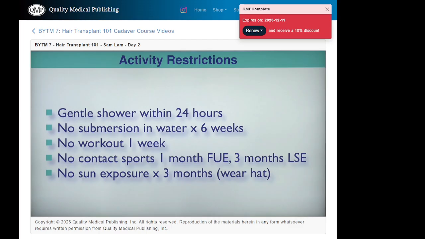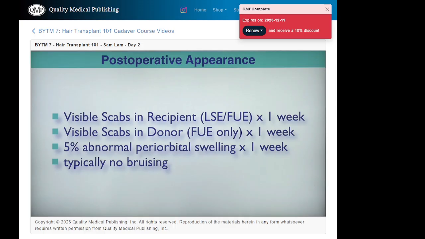What that basically means is if you go to the beach, wear a hat. If you drive around and go to the shopping mall, you're fine. And I actually say that visible scabs in the recipient area are there for a week, whether it's a strip or FUE. And visible scabs in the donor for the FUE for a week. You won't see that with the strip. But after about a week, the hairs grow a little longer. Everything is gone. So you're pretty good at a week, 7 to 8 days, whether it's strip or FUE.